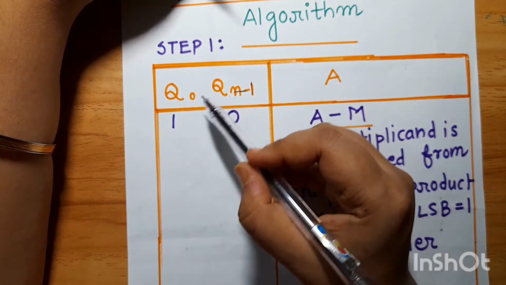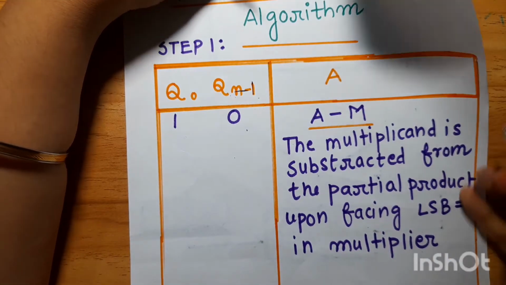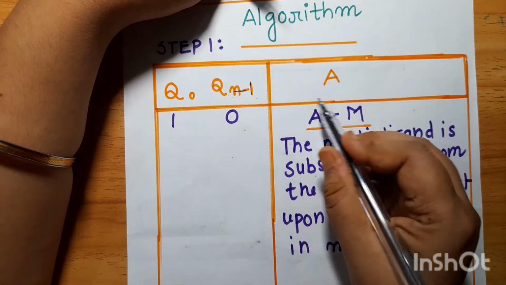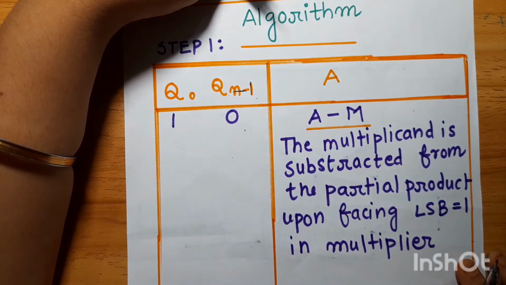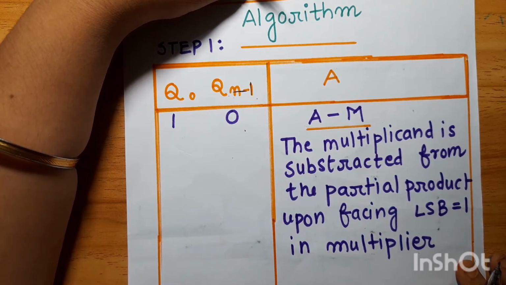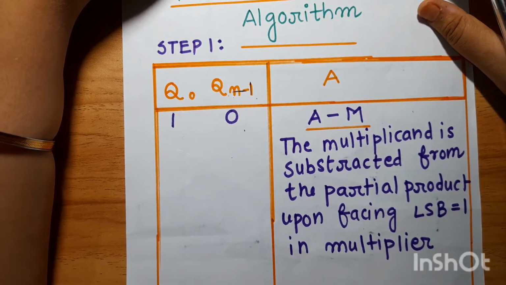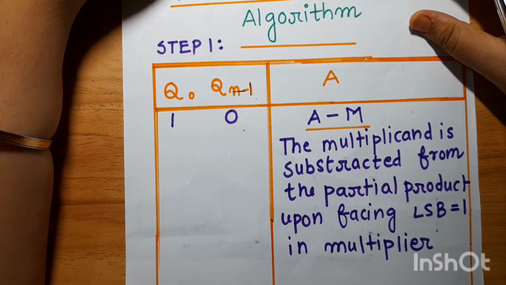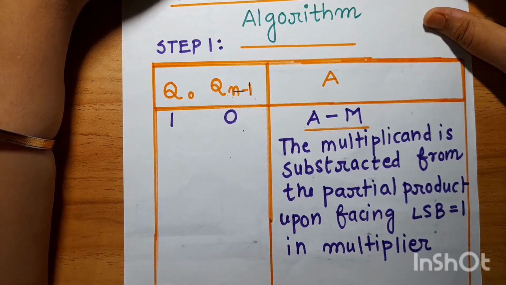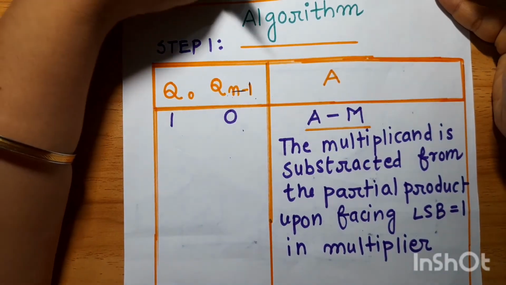So if the q0 is 1 and q minus 1 is 0, then we will go to this step, and the partial product, this a, actually the accumulator only contains the partial product value. It is called partial product because at the end, a and q values will determine the product of the multiplication. Every time we are updating the accumulator value a, it is called the partial product. So the multiplicand is subtracted from the partial product upon facing LSB equal to 1 in the multiplier. Hope this much is clear with you.